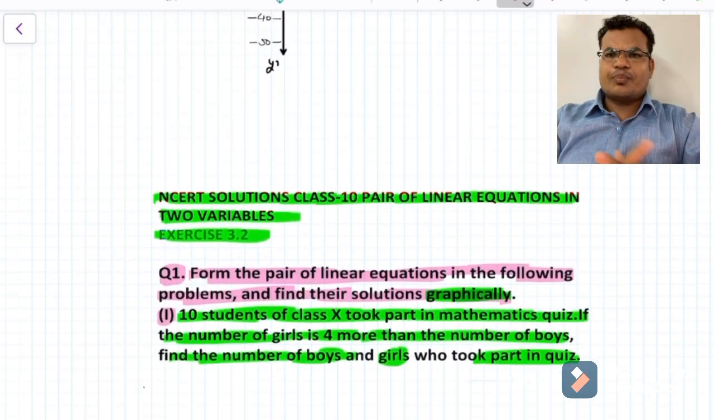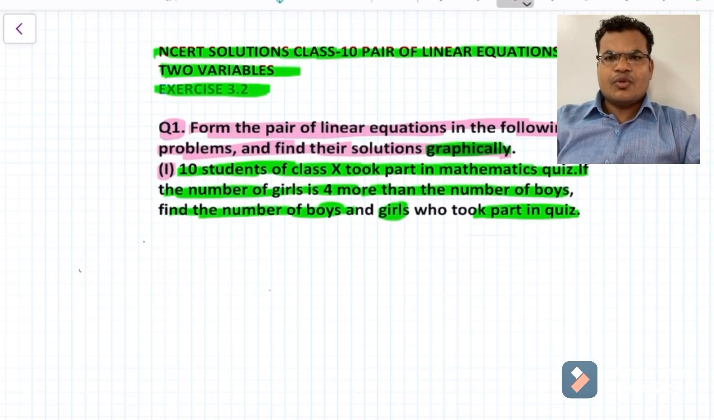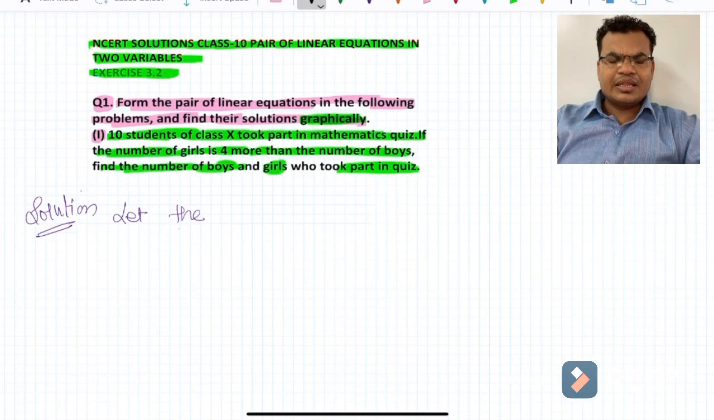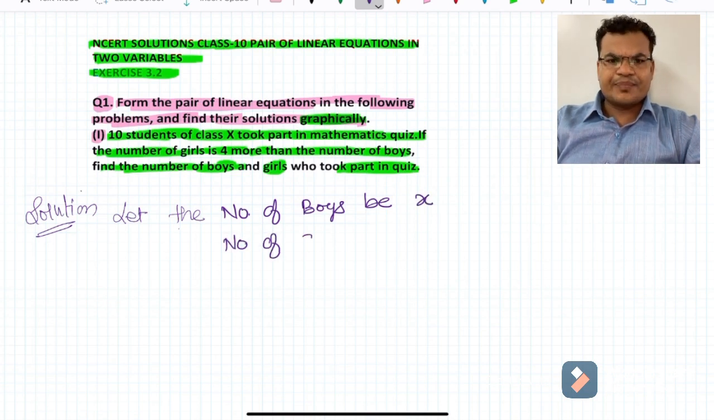So basically we have to find the values of x and y by the graphical solution, that is, graphically we are finding the number of boys and the number of girls. So let's start. For girls and boys we can take x and y. Let the number of boys be x and the number of girls be y. So x and y, two variables we can take like this.